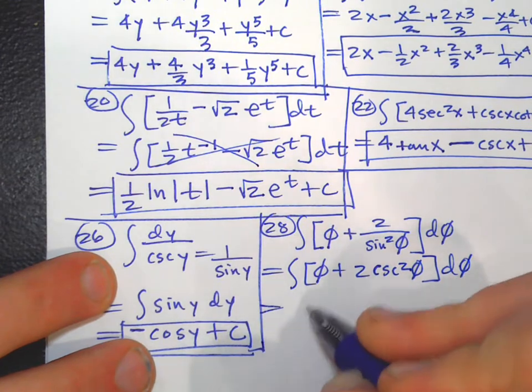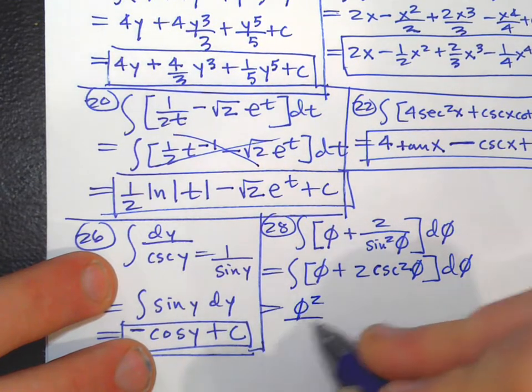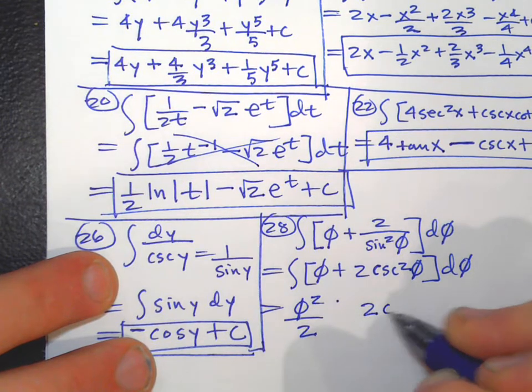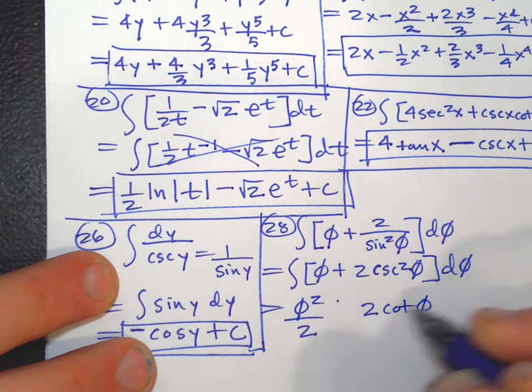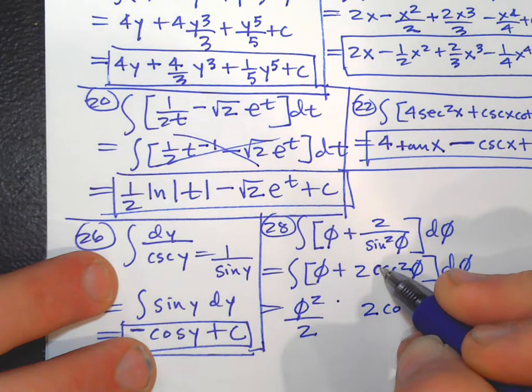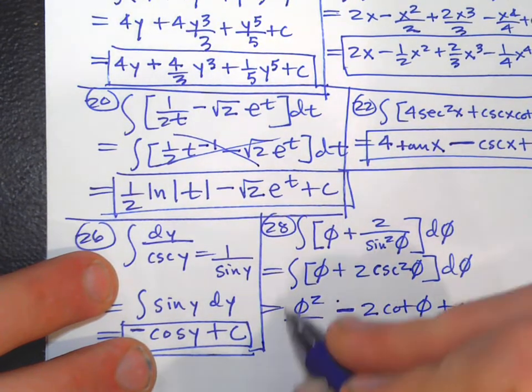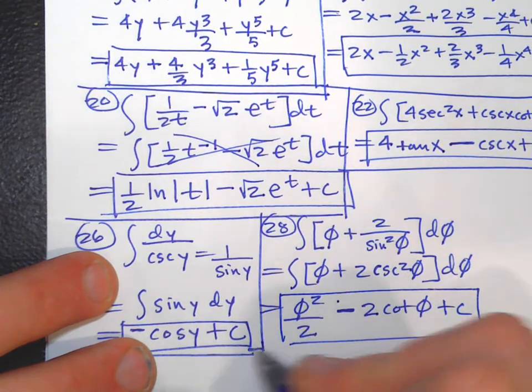And the antiderivative of this is going to be that squared over 2. And then this is going to be 2 cotangent. But a negative, if you take the derivative of this, it gives you negative 2 cosecant squared. So I need an extra negative to make it positive, plus c. That's it.